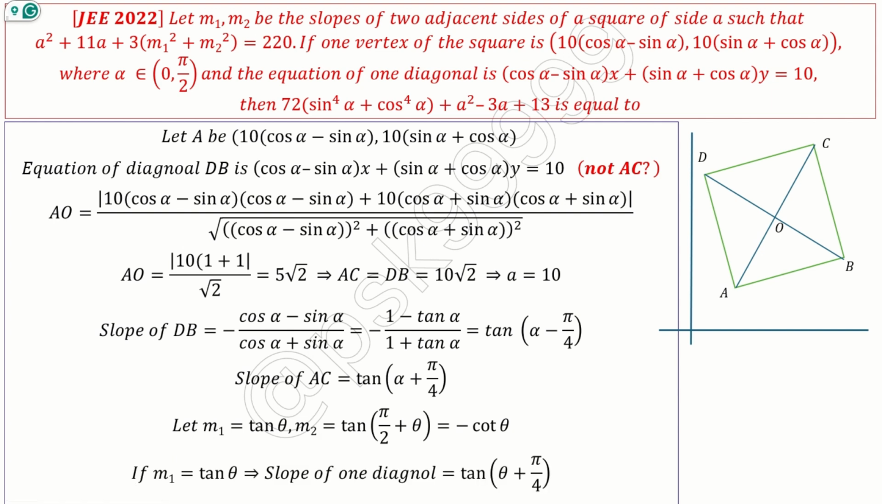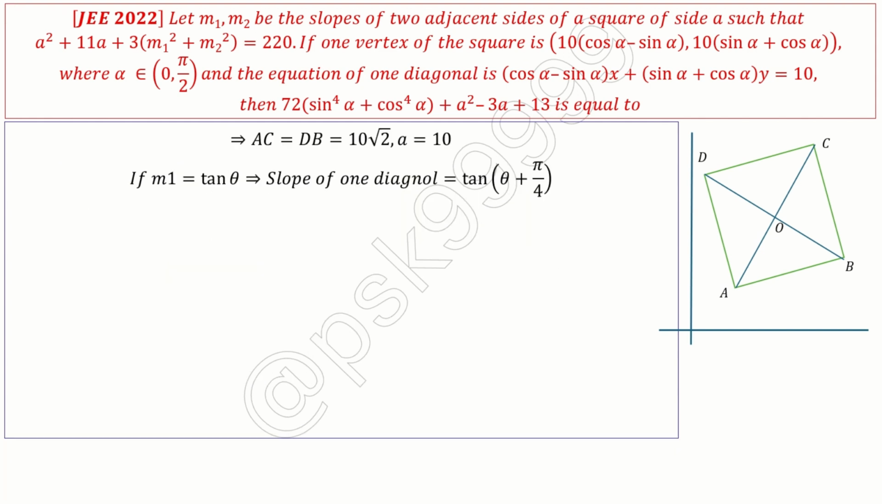Once you know this, if M1 is tan theta, the slope of one diagonal is tan of theta plus pi by 4, because the diagonal makes 45 degrees with the side. Correct? If M1 is tan theta, the slope of one of the diagonals has to be tan of theta plus pi by 4. So this is the information we got so far: the distance, then side a value. M1 equals tan theta, which we assumed, and theta is the angle it makes with the x-axis. Then the slope of one diagonal is tan of theta plus pi by 4.